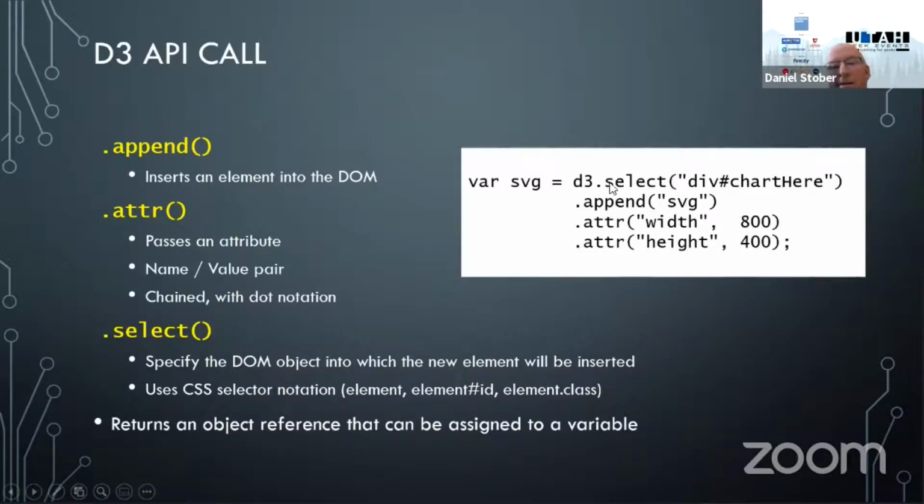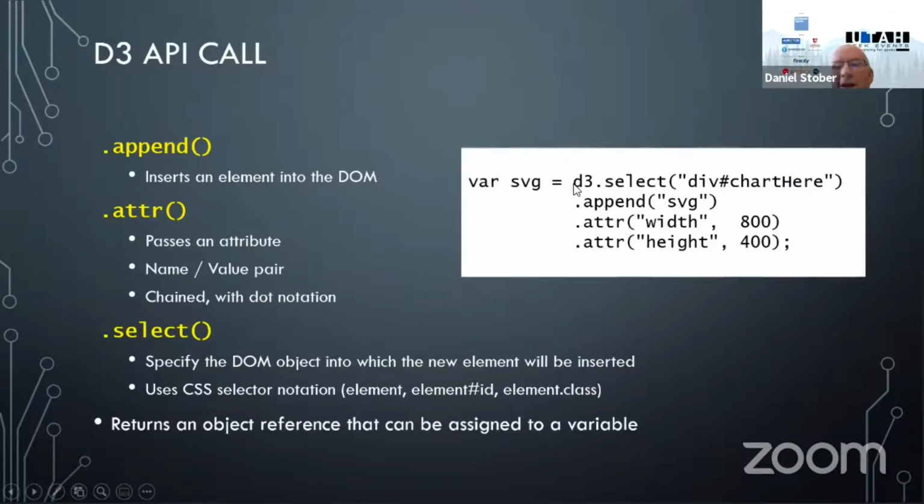And then the select was how D3 knew that I wanted to select that particular div that I had on the page. And this just uses CSS selector notation. So since my div tag had an ID of chart here, then the pound sign is the way that you reference an ID in CSS selectors. And so basically, if I had more than one div tag on the page, this is the way that I'm telling it that that's the particular div tag that I wanted to have selected.